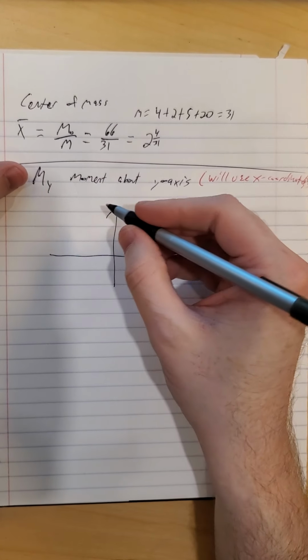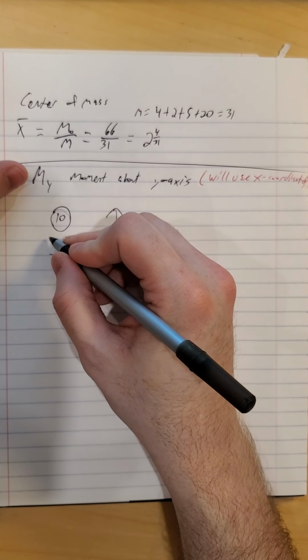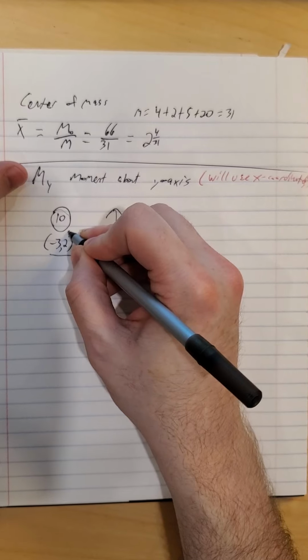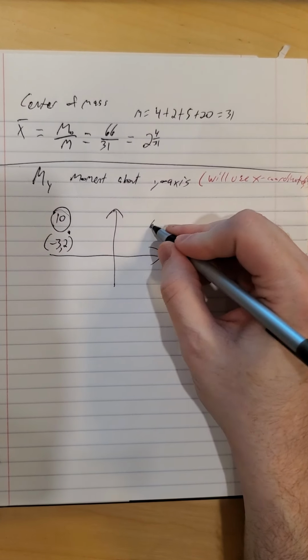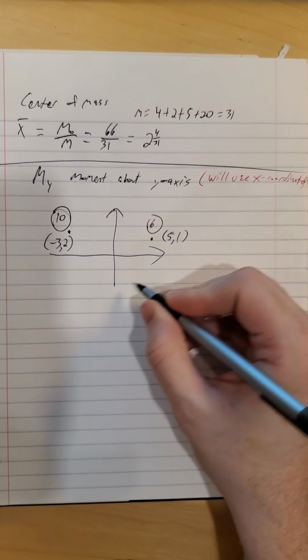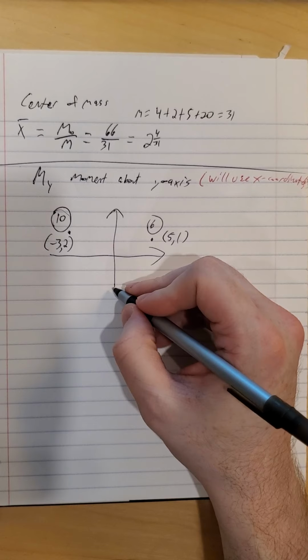All right, so let's just look at a few objects here. So a mass of 10, and we're going to park that at -3, +2. A mass of 6 sitting at 5, 1, and a mass of 4 sitting at 0, -3.